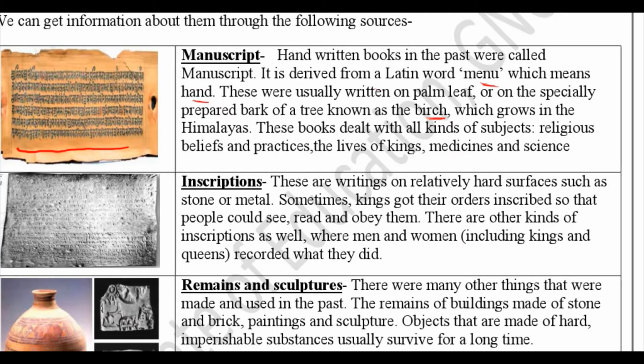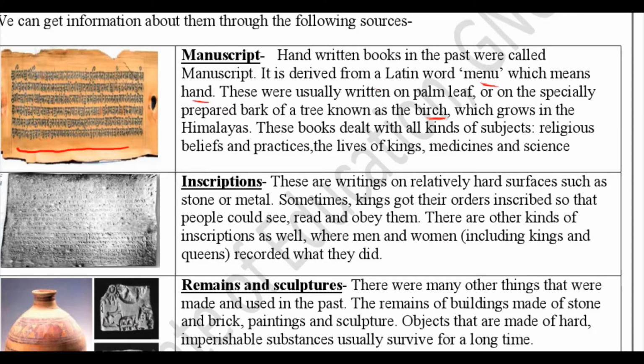So, these are writings on hard surfaces, like stone and metal, like these. Now, these are used if you want to give an order, like kings want their order to be inscribed so that other people could see and read them and then obey them. For these, inscriptions were used as manuscripts were not that hard and we could not use them for giving orders as they could easily get torn or broken.